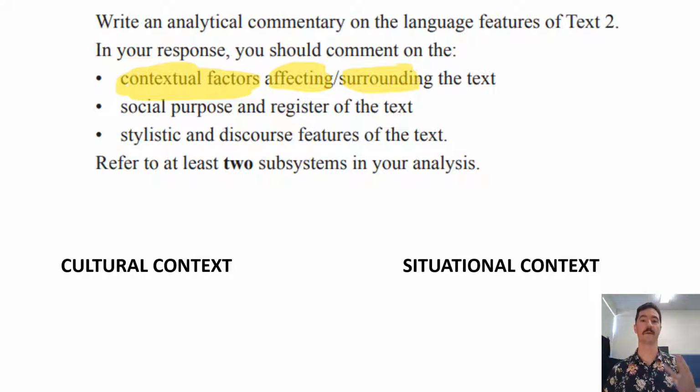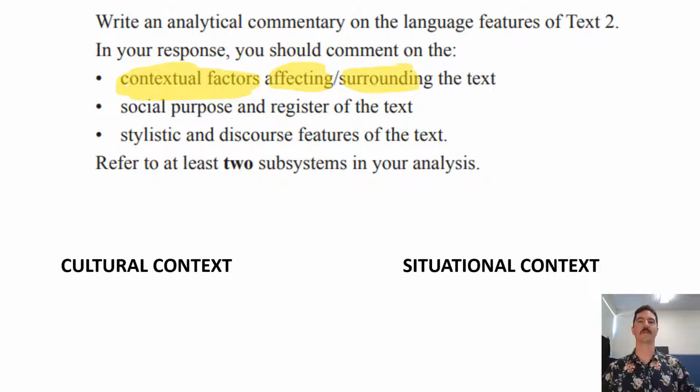You could just use this as a simple guide: these are my 3 paragraphs. That would be one useful way to approach it, but it means that social purpose, register and contextual factors are perhaps not the juiciest things that get you excited about writing around the language, whereas stylistic and discourse features perhaps are. So it's really up to you how you approach it, but you might use this as a checklist during your exam and come back. Have I talked about contextual factors? Yes. Social purpose, register, stylistic and discourse features. Have you done those?